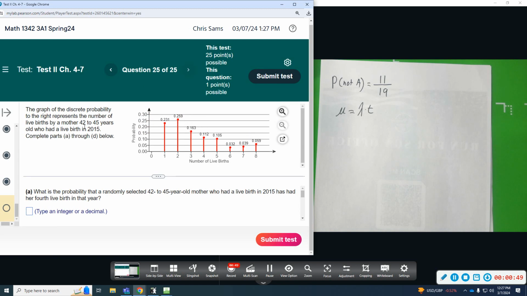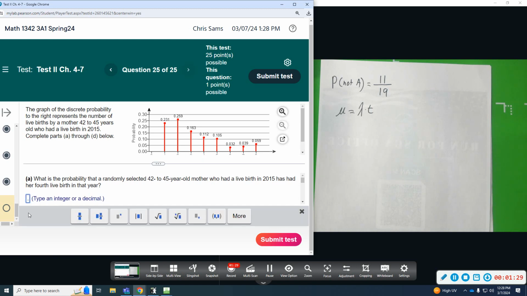Okay, 25. Graph of a discrete probability distribution to the right represents the number of live births by a mother 42 to 45 years old who had a live birth in 2015. Complete parts A through D. What's the probability a randomly selected 42 to 45-year-old mother who had a live birth in 2015 has had her fourth live birth in that year? So this is 0, 1, 2, 3, 4. The probability she had her fourth one is going to be 0.112. So just following the table.